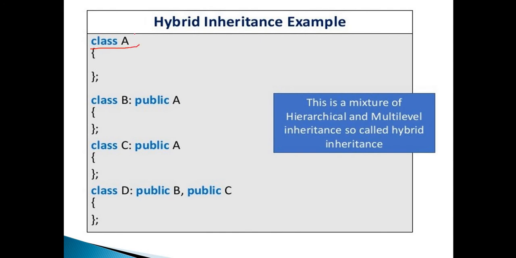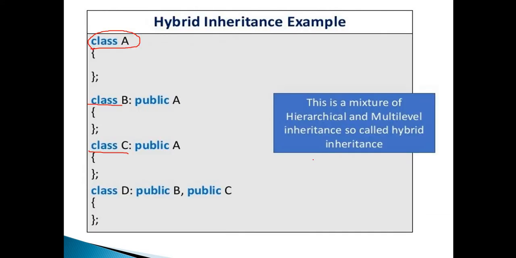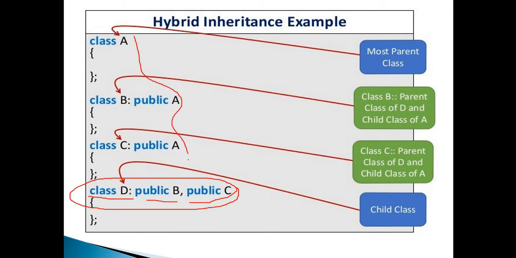Now I am declaring class A here, and then we'll have class B and class C. You can see this class B and class C both will access data from class A. This is the example for hierarchical inheritance. And class D will access data from class B and class C. So here this is the example for multiple inheritance, and here it is the example for multi-level as well as hierarchical inheritance. Okay, so this is the syntax.